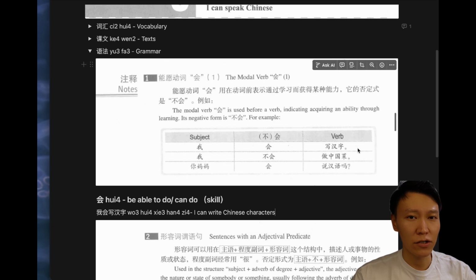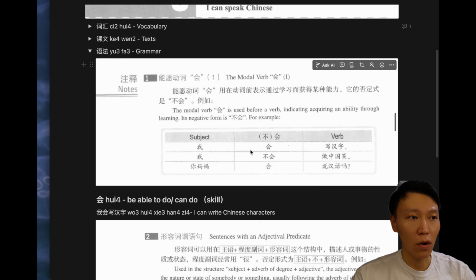So writing Chinese characters is not something that you were born with, right? You didn't know how to write it when you were born. You have to learn it. So after learning it, 你会. Yeah. So 我会写汉字. I can write Chinese characters.